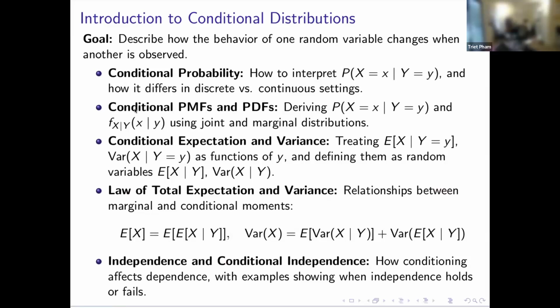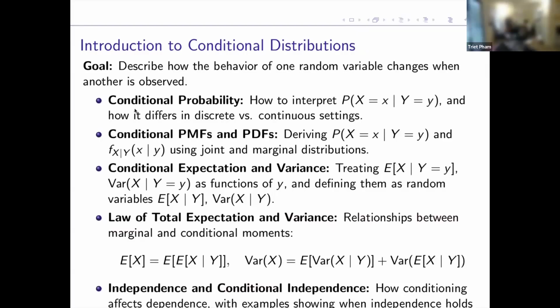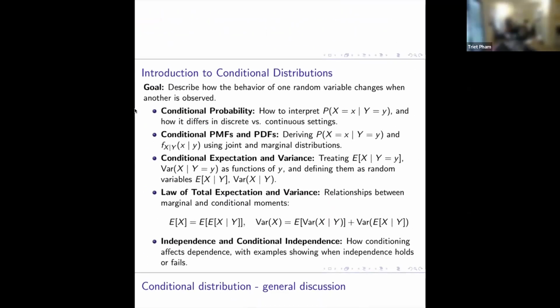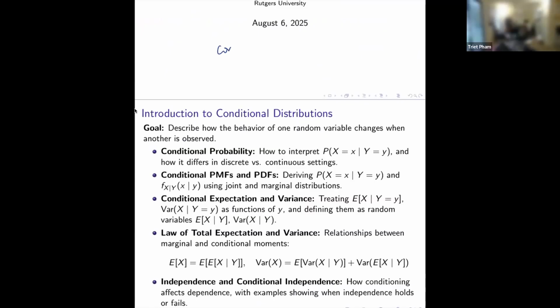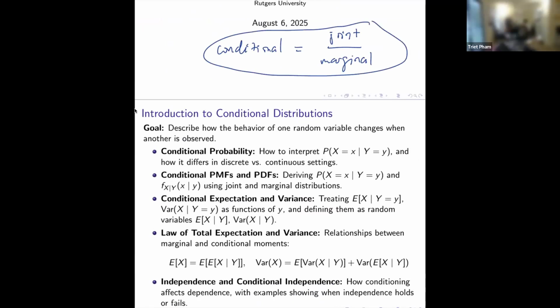Even though, as you see, the formula easily derives from the joint distribution. The reason, of course, is that conditional is just joint over marginal. So that's the formula. Nothing to talk about really.